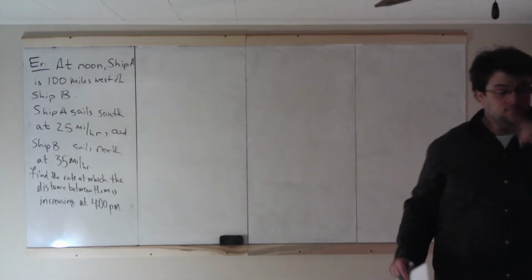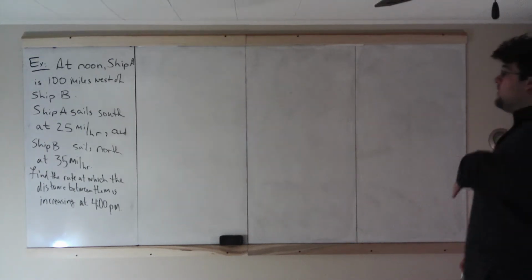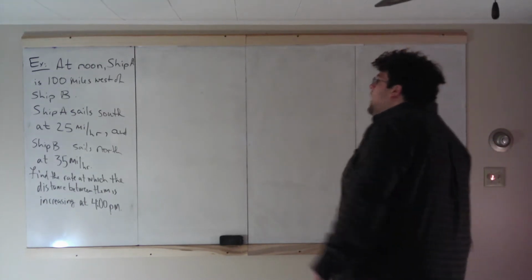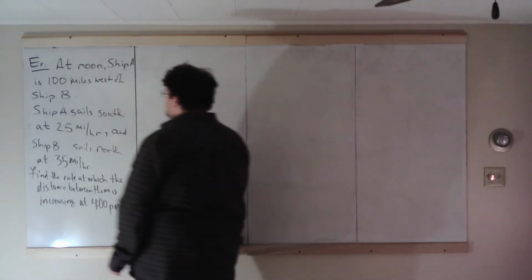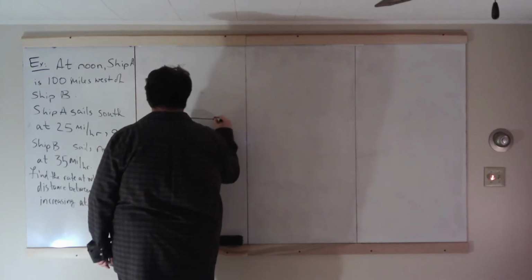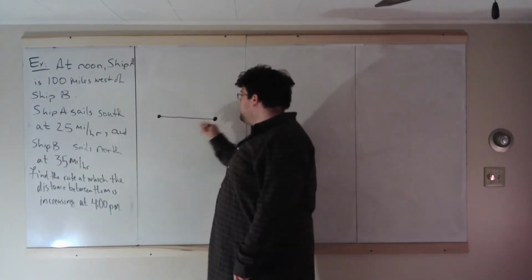Well, we're going to see where a 3rd variable shows up. So let's draw our picture. At noon, ship A is 100 miles west of ship B. So right here, we have ship A is over here, ship B is over here.